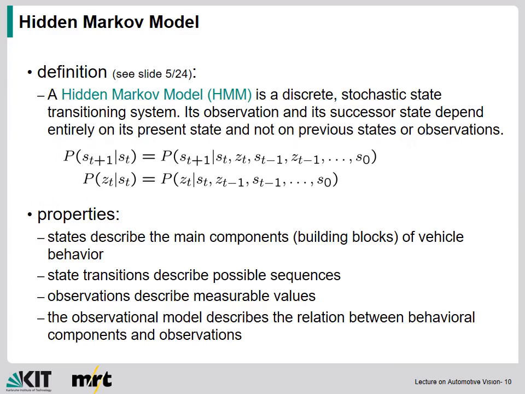Observations are described with the measurand variables that are introduced in hidden Markov models, and the observation model that describes which observation occurs with which probability in which situations models the relationship between states and the observations.